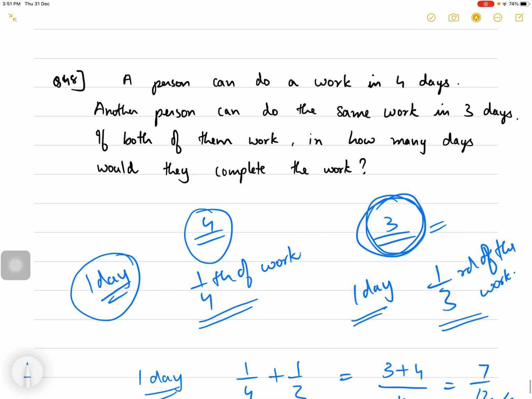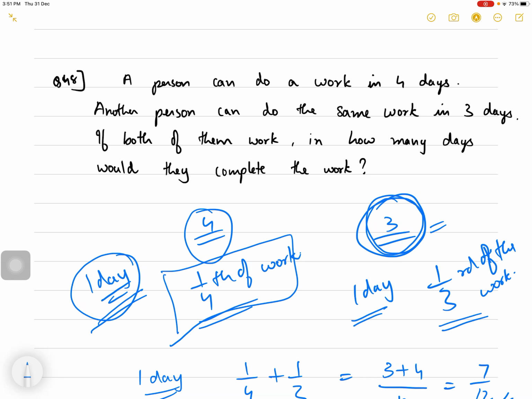So I'll repeat again. Okay. A person can do work in 4 days. So that means in one day it can complete 1/4 of the work. It takes 4 days, no? So 25% in one day, 25% in second day, 25% in third day, and 25% in fourth day. And this way the first person can complete the work. Okay. So that means 1/4 of the work is done in one day.